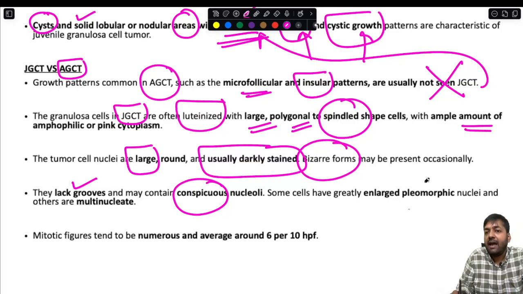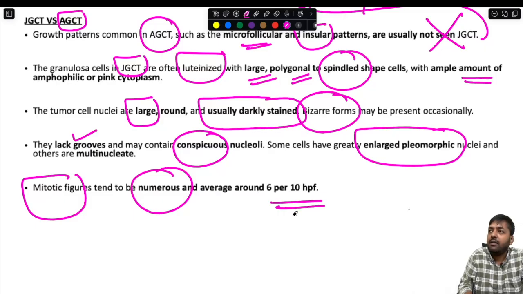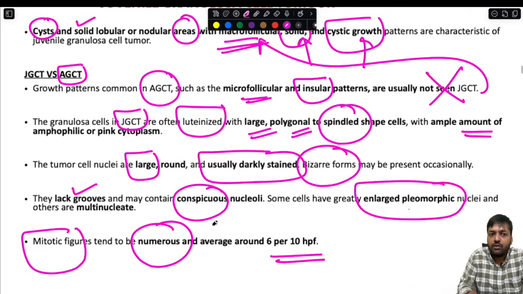Some cells may have greatly enlarged pleomorphic nuclei and others are multinucleate. Mitotic figures tend to be numerous and average around 6 per 10 high power field. So this is again not seen in case of adult granulosa cell tumor.